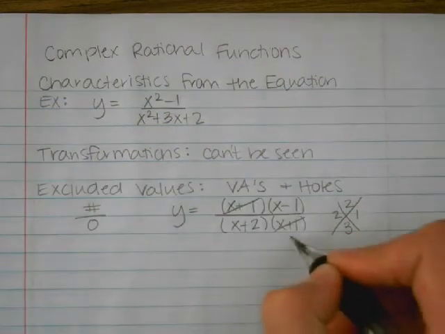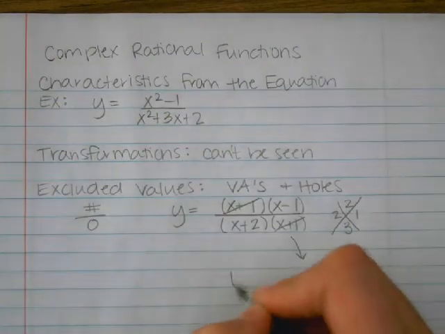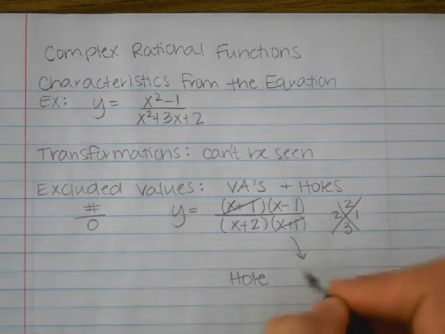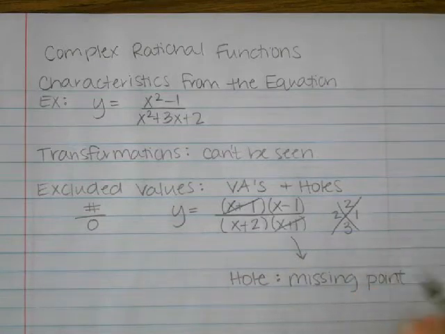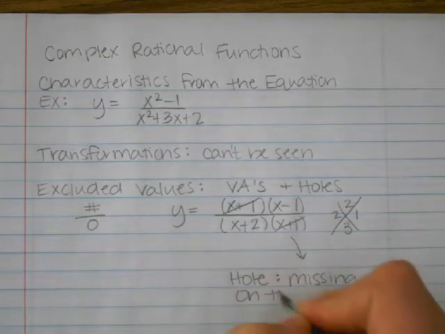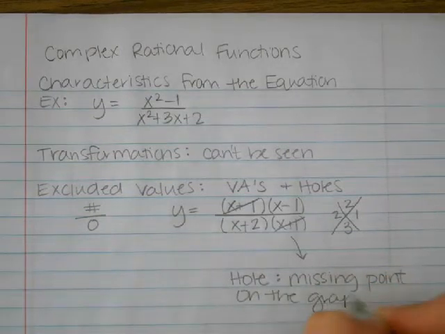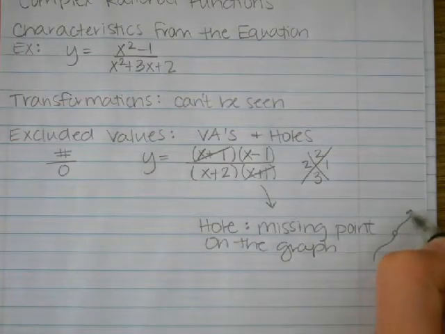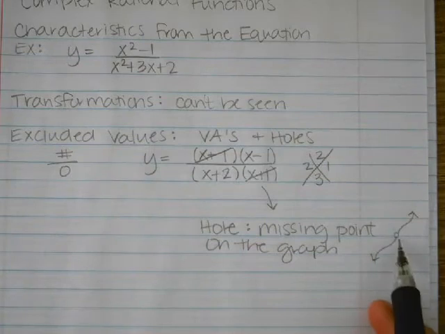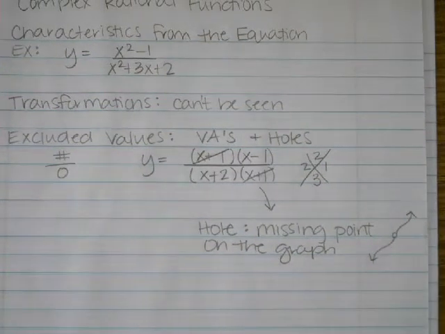And this is actually where a hole comes from. So a hole in the graph is just a missing point. So a hole is a part, and what it would look like is maybe you've got a curve, and suddenly it just skips a point. It just stops, there's nothing there, there's a little gap. So that's what a hole is, and you can find that missing point on the graph.